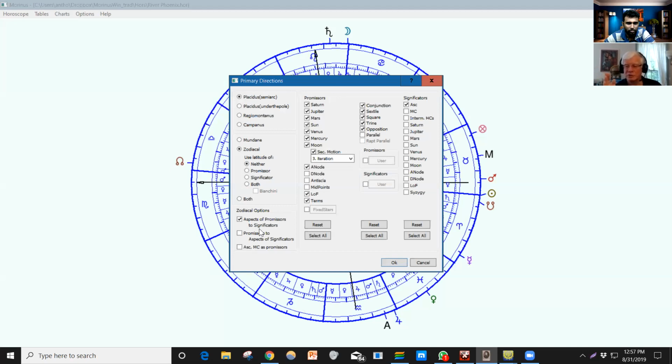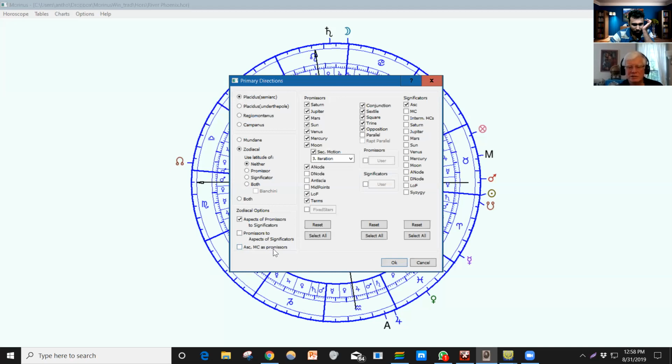Those should be important too, as the Earth turns. So here we're saying let the aspects of the promissors be counted when they reach the significators. And then these other options, the promissors to the aspects, to me that's sort of experimental. You can try it, but why compound your life?